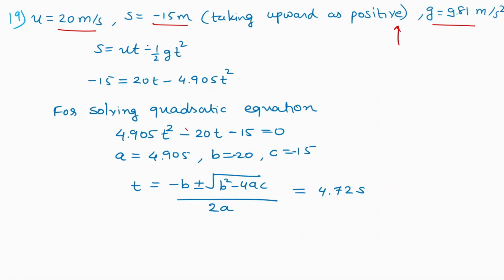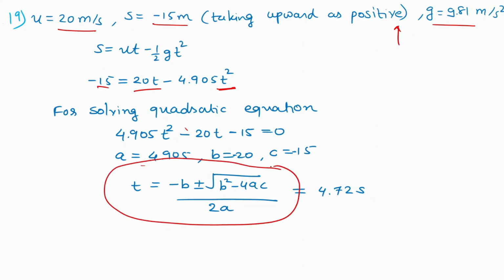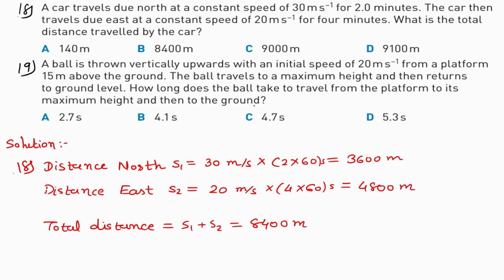So S is equal to UT plus half AT square. Here I write minus because g is negative over here. So S is minus 50, U is 20, and we need to find t over here. By solving the quadratic equation, you know the formula with a, b, c, and you will get the answer: 4.72 seconds.